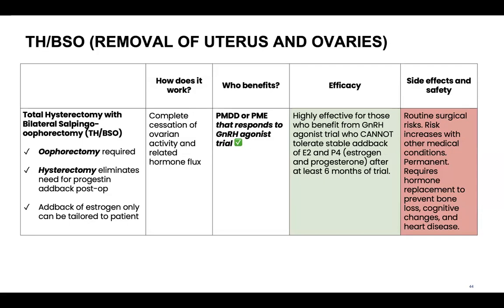In terms of efficacy, this is highly effective for those who benefit from the GnRH agonist treatment but cannot tolerate the stable add-back of estrogen and progesterone after at least 6 months of trial. The important thing here is that surgical menopause is only considered after someone has completed 2 months of daily ratings and has shown a PMDD pattern over 2 cycles, and that they've tried GnRH and that worked and has provided evidence that the surgery can be curative for them.